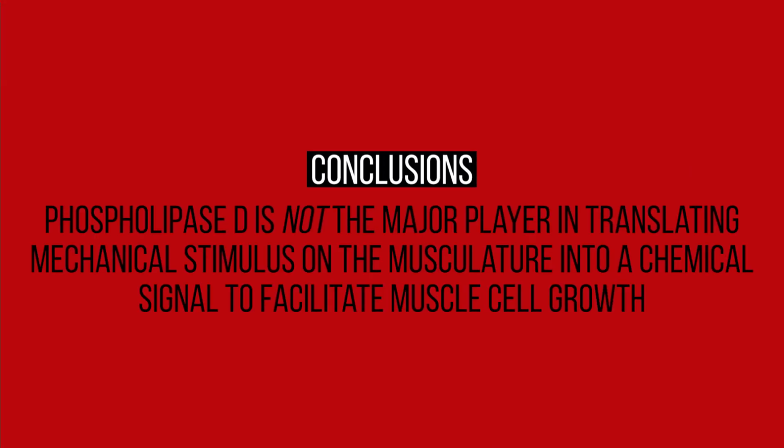So in conclusion, what does this tell us? It certainly does not look good for phospholipase D as the converter of mechanical stimulus to intracellular molecular signaling for cell growth. The enzyme may still provide phosphatidic acid to the cell and may even still have a role in stimulating muscle cell growth. But according to this data, it does not seem to be the dominant transducer of mechanical muscle stimuli to cell growth signaling, implying something else likely has a more prominent role in this regard.